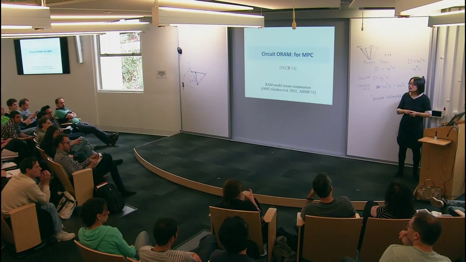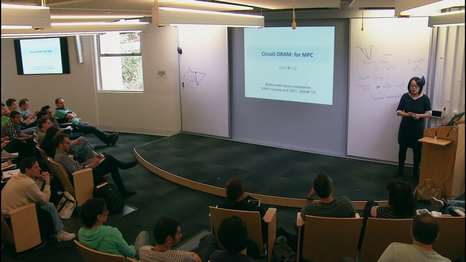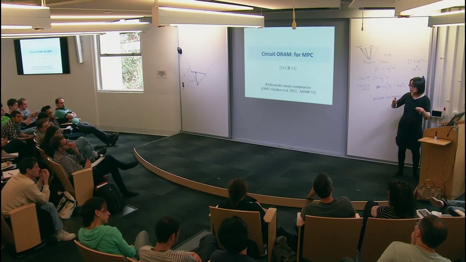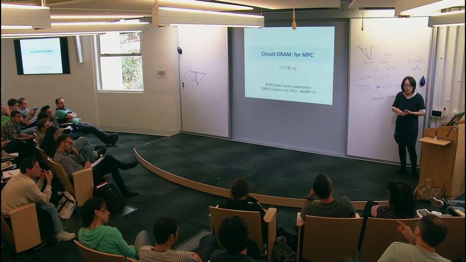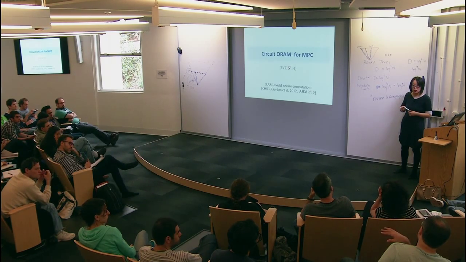Circuit ORAM is, from a theoretical perspective, strictly better than Path ORAM asymptotically. But from a practical perspective, if you want to implement in secure processors, Path ORAM is a little better, because in Path ORAM you can afford to have the CPU store, let's say, a log n size stash. That's not very expensive, but by having this little stash, you can shave constant factors off the data accesses.